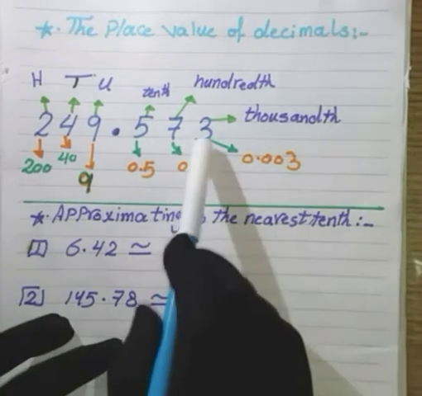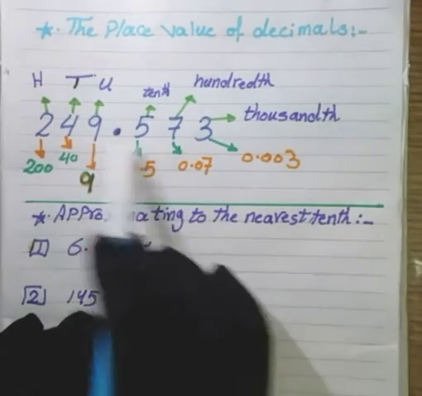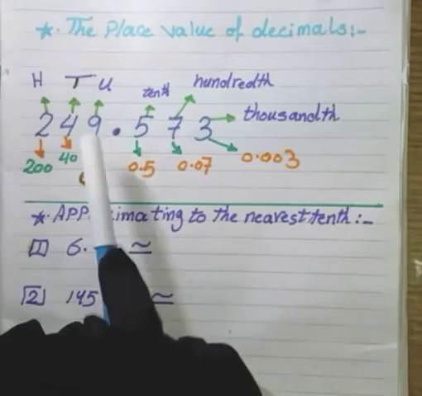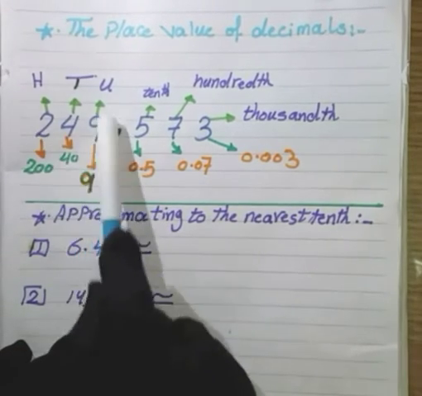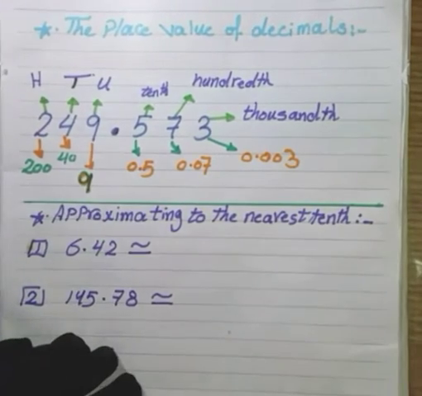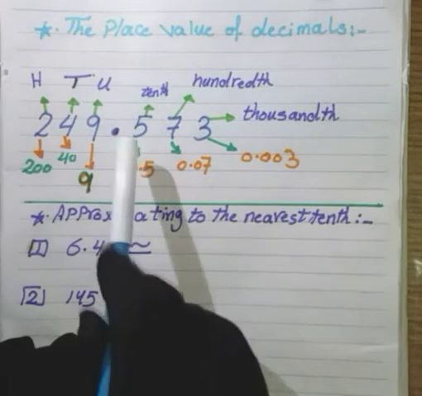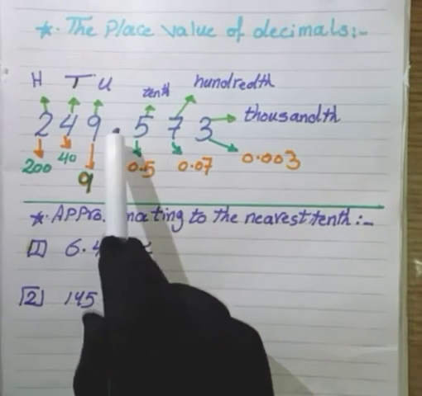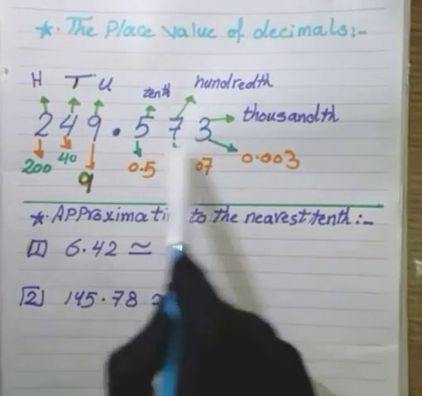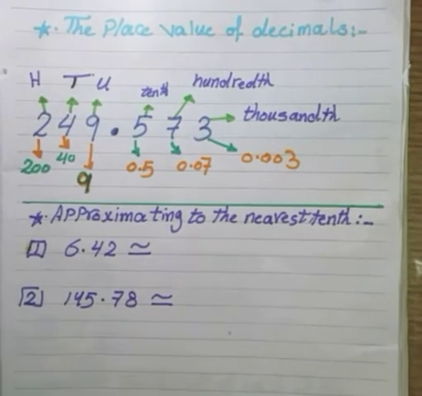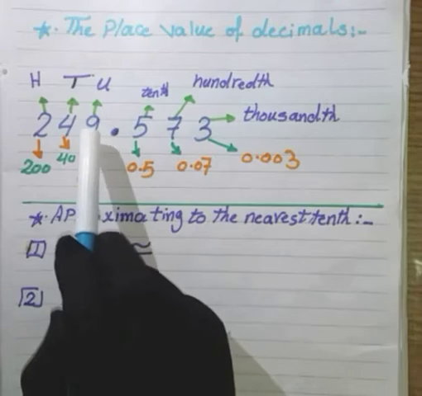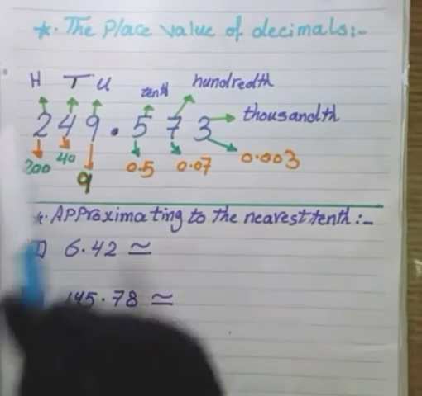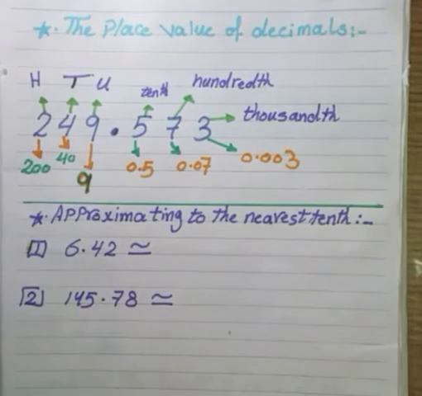Let's see this number. Here is my decimal point, as we agreed. Before the decimal point, all of this number is the whole part. After the decimal point, this is the decimal part. 9 is a unit, 4 is a tenth, 2 is a hundredth.